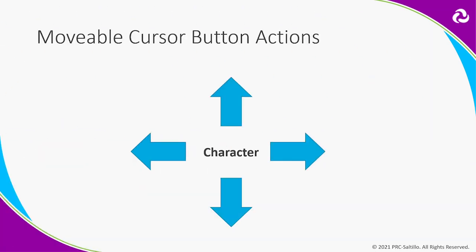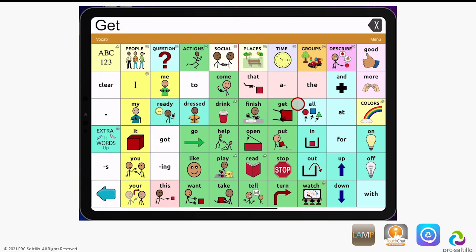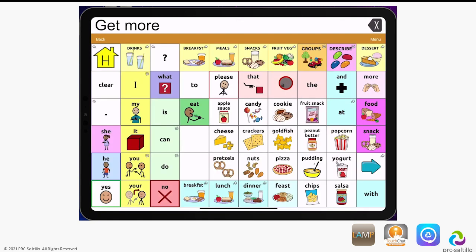You can also add buttons to a page and use the new button actions to control where the cursor moves. You can move by character, word, or sentence, up, down, left, or right. The movable cursor button actions will allow your AAC user to be in control of their message without having to clear out the speech display bar to correct an error.